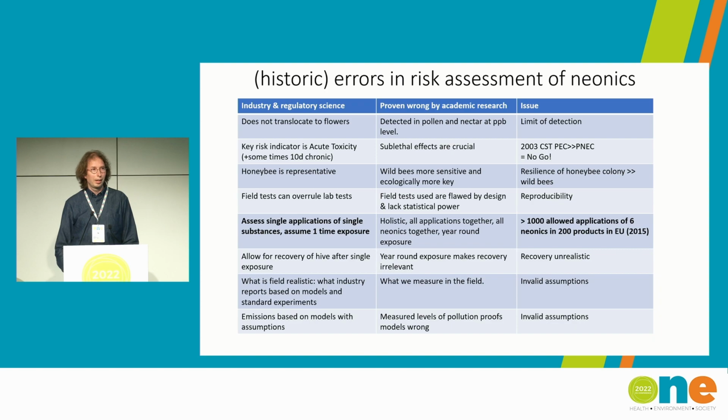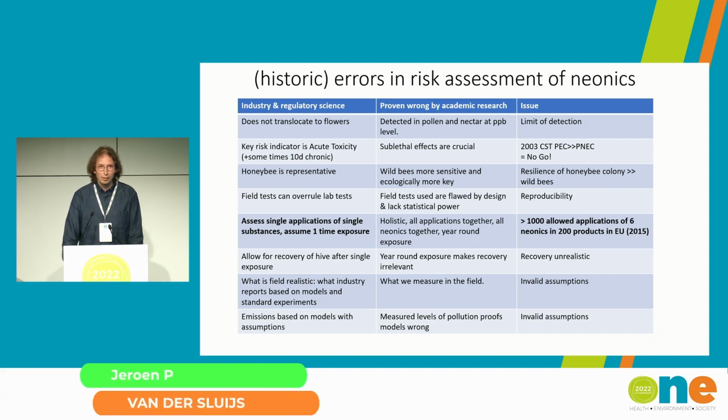And then the assessment assumes single application of a single substance in a one-time exposure. And that led to the allowance of 1,000 allowed applications of 6 different neonics in 200 products in the EU. So it means it's used on almost all crops, and the exposure is year-round and not a single time. Then there was this discussion, should we allow for recovery in the tests if the bees lose part of their colony, but they can recover, etc.